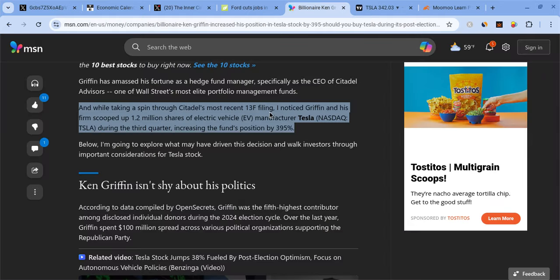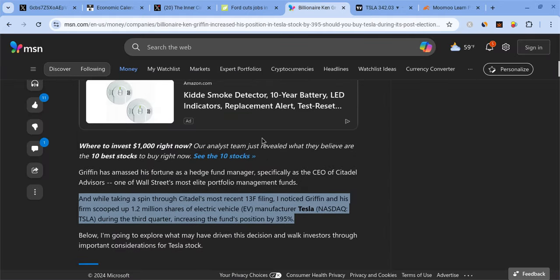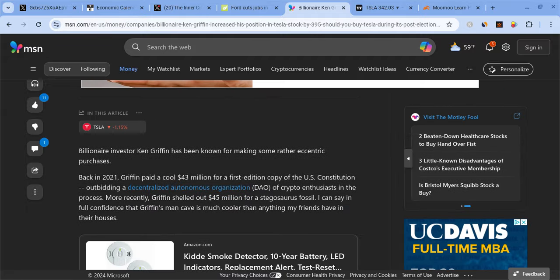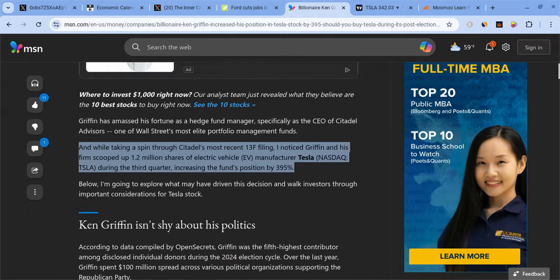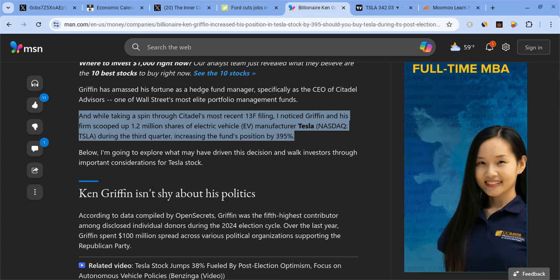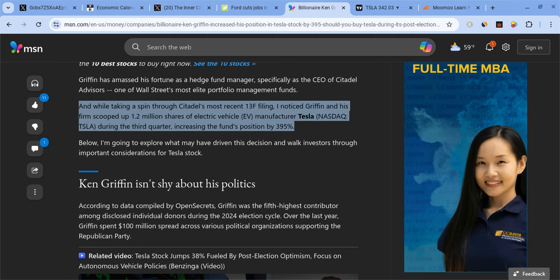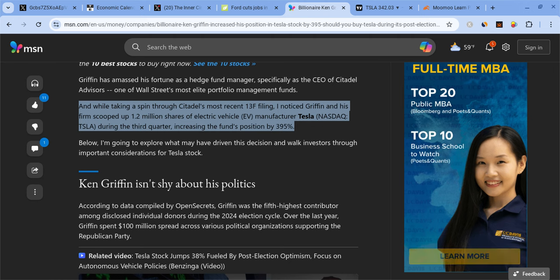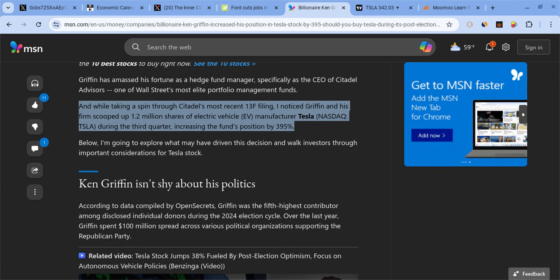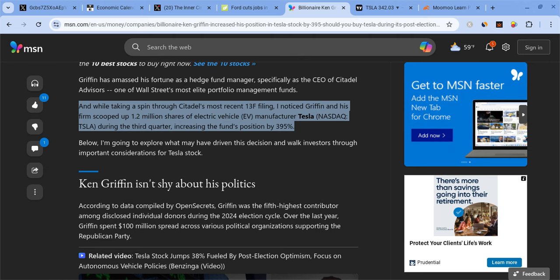There was some big news that came out, however. Billionaire Ken Griffin has come out and he has made a very, very big investment. He has bought about 1.2 million Tesla shares, which is very, very big news, according to a recent 13F filing report. And this happened actually during the third quarter. He increased his position by about 395%. I think that's very important to note because that is once again leading to a lot of hype for Tesla, as a lot of people are trying to buy it up at these levels as they're anticipating a lot of growth involving AI.